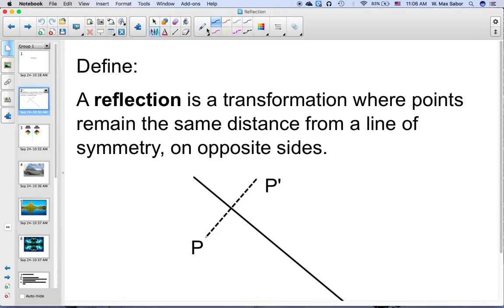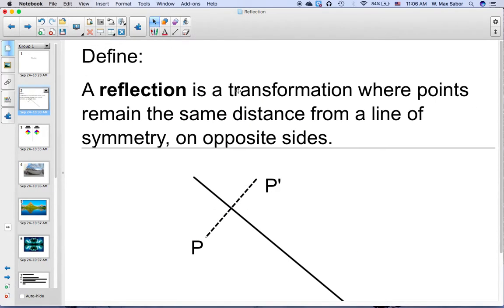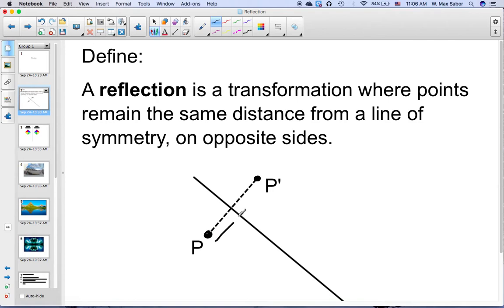So in this diagram, that's the line of symmetry from here down to there. And P on the opposite side of the line of symmetry, the same distance away, is P prime. That's what makes it a reflection. So if I had another point here, because it's closer to the line, we will also be closer to the line on this side.